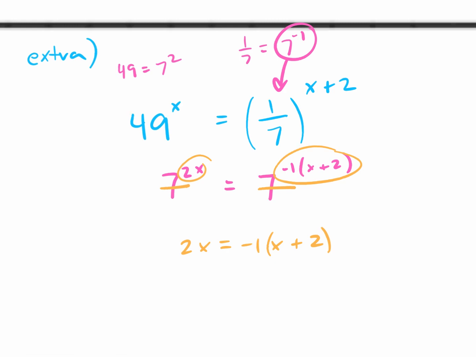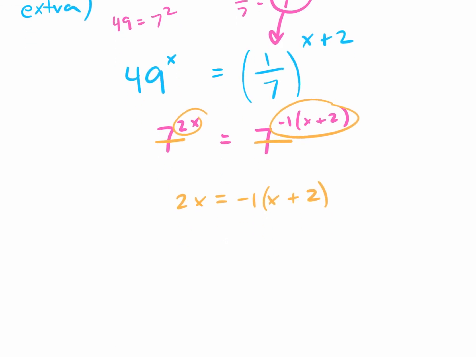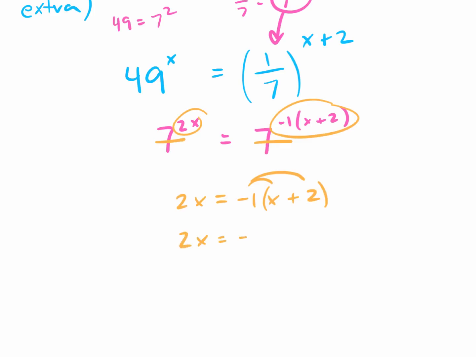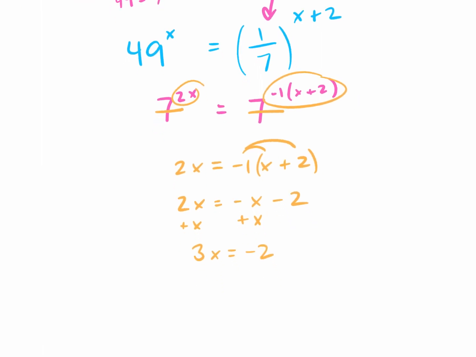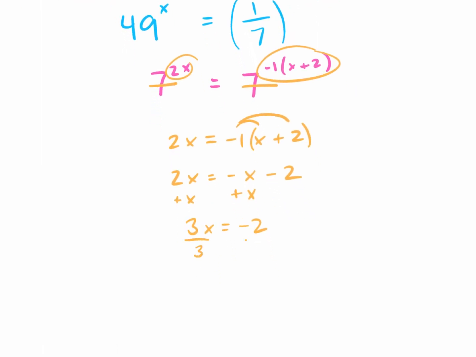What would I do next? Distribute the negative 1, so 2x is equal to negative x minus 2. Then what? Combine like terms. We can add the x. So 3x is equal to negative 2. And then what? Divide by 3, so we'll get a fraction, which is fine. We can just leave it as negative 2 over 3.